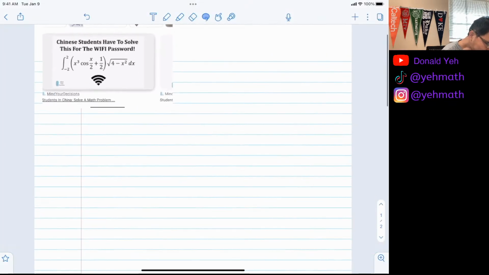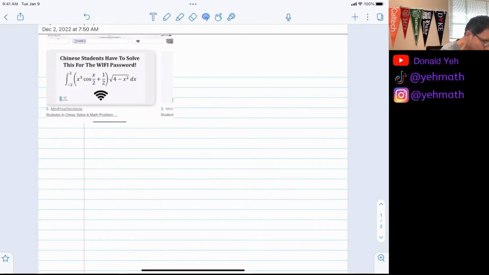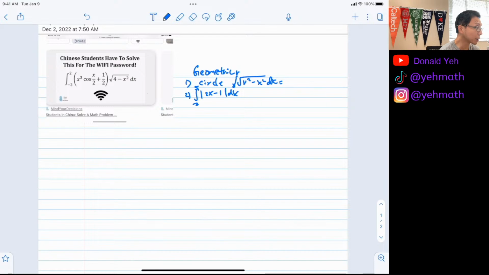So this question here is very interesting. Let's talk about the advantage. Geometry can solve two types of problems. One is the circle, which is square root of r squared minus x squared. The second type is the absolute value problem, like integral of the absolute value of 2x minus 1 between, say, -2 to 5, or the circle integral from 0 to r dx. These two types of problems can be solved more easily. So that's the only type of problem where geometry is going to help you.